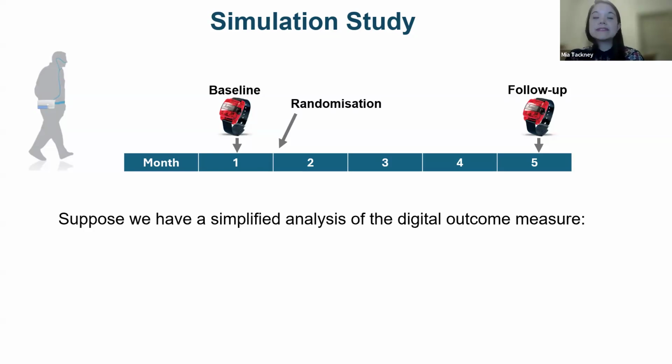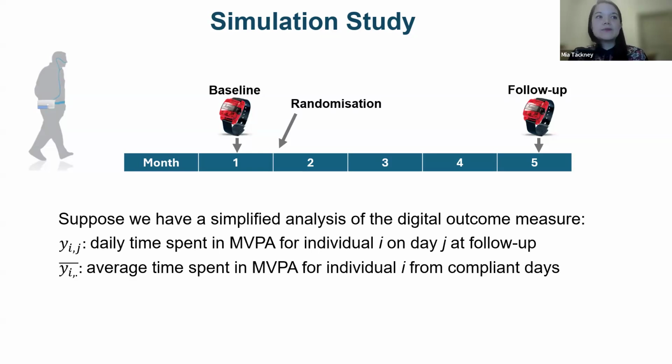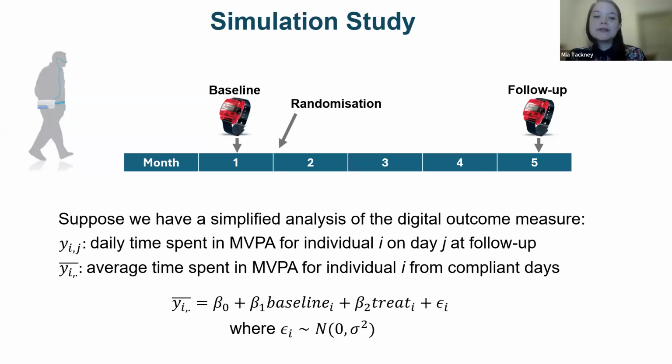We're going to suppose that we have a simplified analysis of this digital outcome measure, and we're going to denote by Yij the daily time spent in MVPA, moderate to vigorous physical activity, for individual i on day j at follow-up. And we're going to denote by Yi bar the average of these daily times spent in MVPA at follow-up for compliant days. I'll come back to what compliant means in a little bit. In our simulation, we're going to assume a very simplified analysis where we regress the average time spent in MVPA at follow-up on the average time spent in MVPA at baseline, which we denote by baseline i, and the treatment.